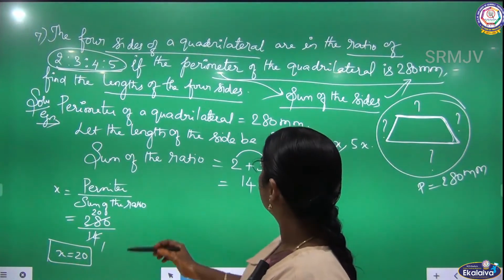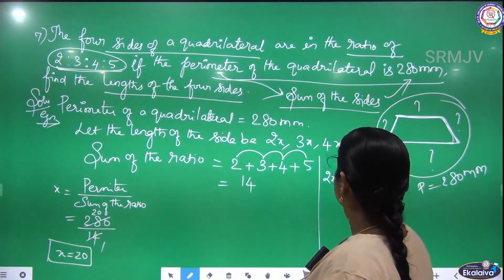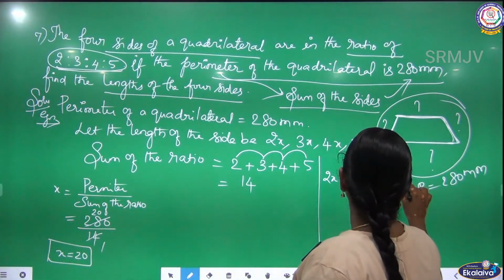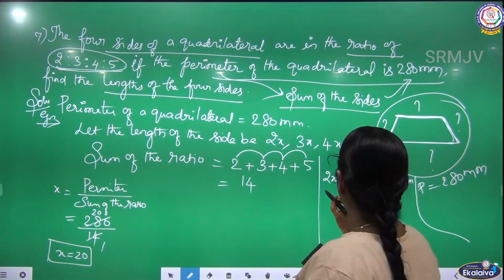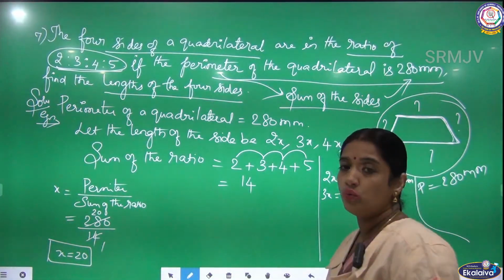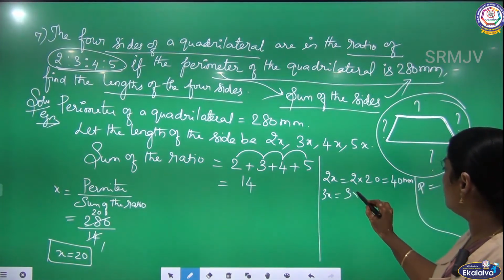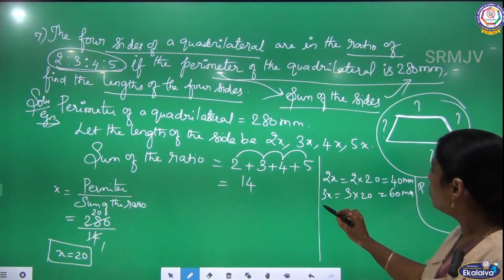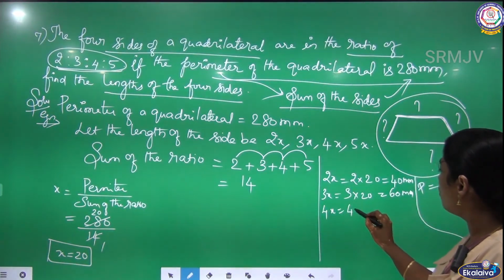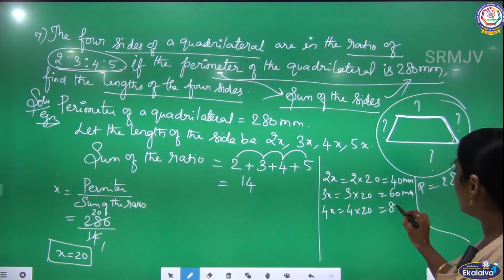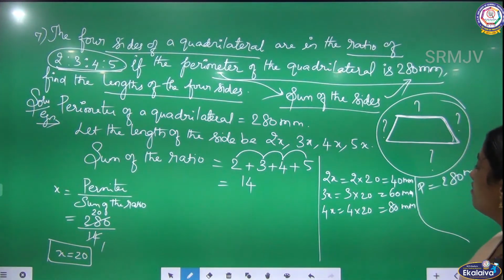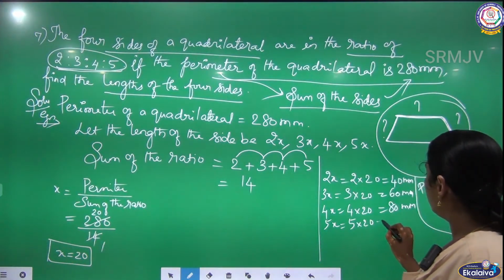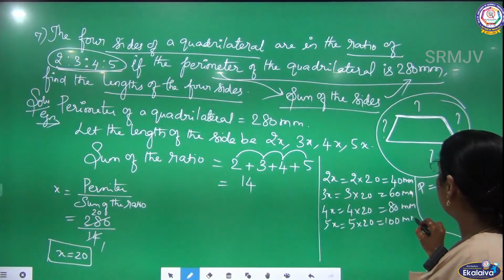Now listen children. I can write 2x is equal to 2 into 20, which is 40 millimeter. Next, 3x is equal to 3 into 20, which is 60 millimeter. And 4x is 4 into 20, which is 80 millimeter. Finally, 5x is equal to 5 into 20, which is 100 millimeter.